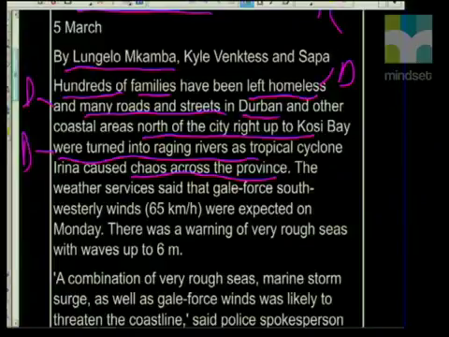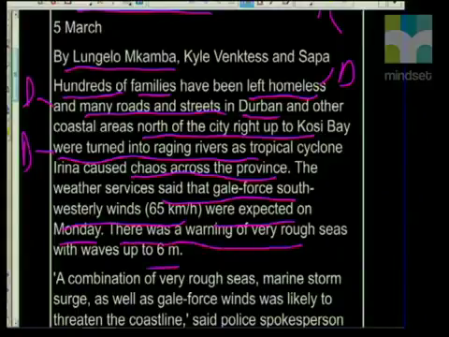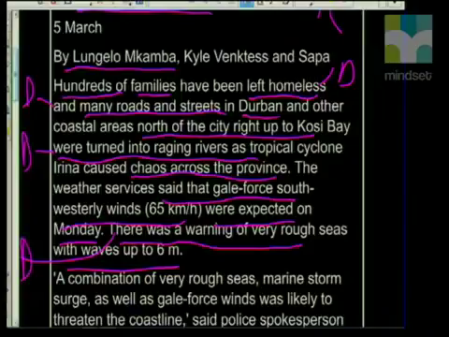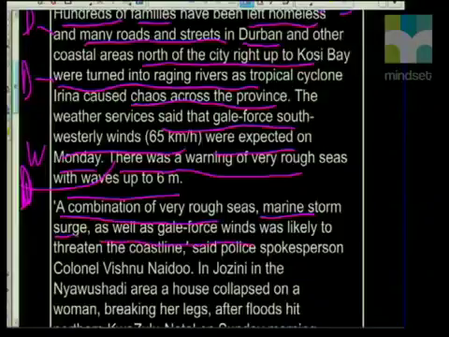The weather services said gale force southwesterly winds of 65 kilometers per hour were expected on Monday. There was a strong warning of very rough seas. So this I wouldn't put as destruction, it's a warning. It was a combination of rough seas, marine storm surge, as well as gale force winds, massive destruction. And it threatened the coastline, a police spokesman said.